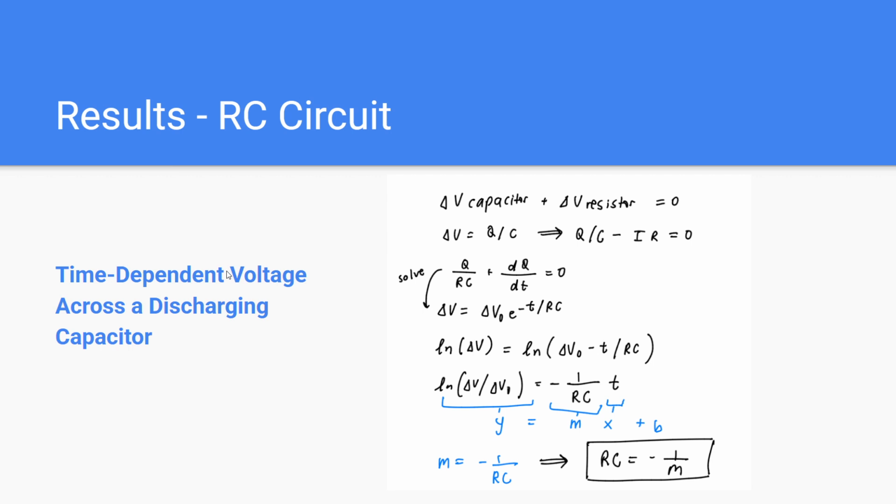Then our final part of our experiment was a time-dependent voltage calculation across a discharging capacitor. So to the right, you can see the calculation of how we apply charge conservation, potential conservation, and then substitute in values of equations that we know, such as delta V equals Q divided by C, to get an equation that gives us the value for RC.